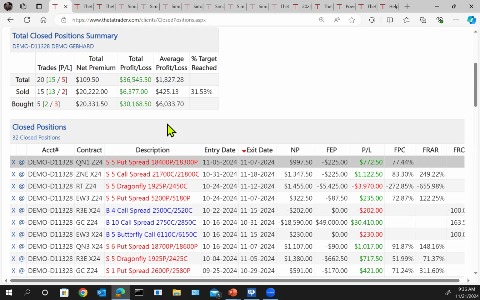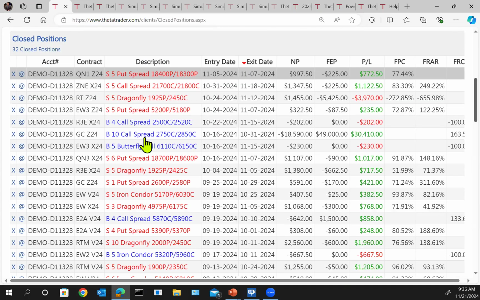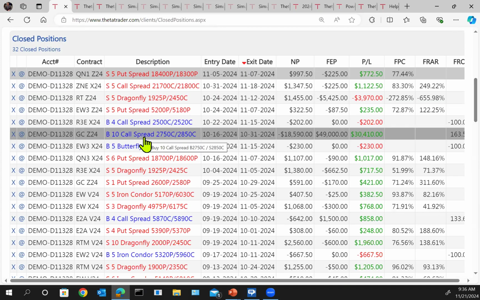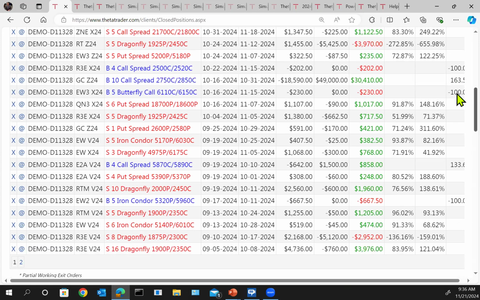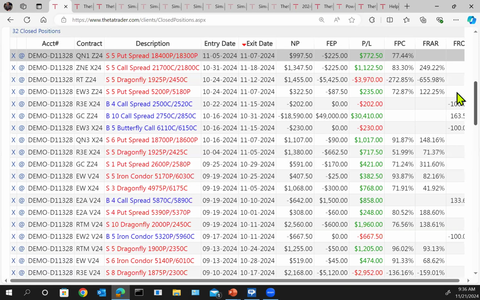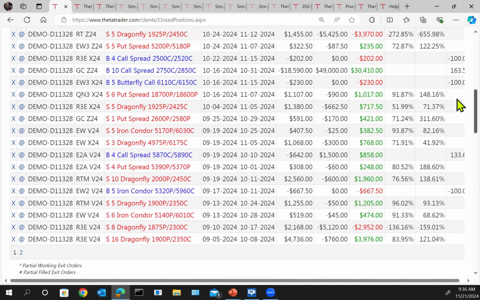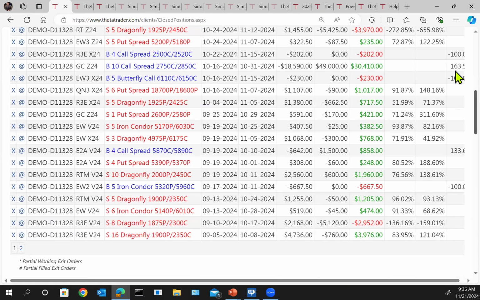But you can see there's probably a big winner in there. I think that was a gold. Yeah, so you can see the big winner here was a gold call spread right here. But you can see all of the trades here on your closed positions. And this is just a demo account. Don't make much of the results because it's really random. Whenever I do some webinars every week or so, I just randomly place trades like you saw.